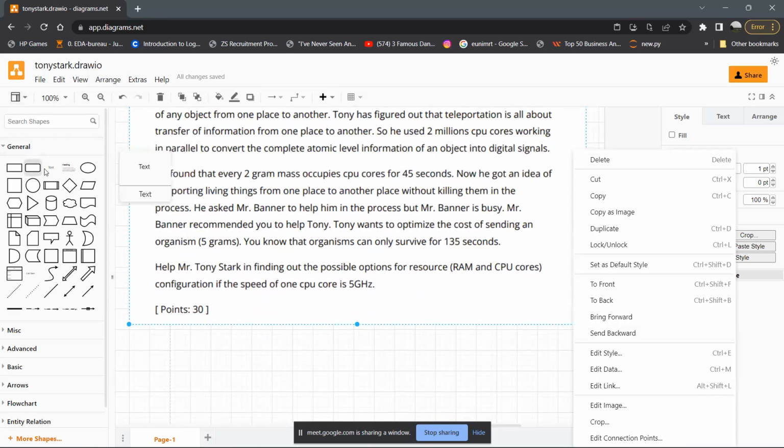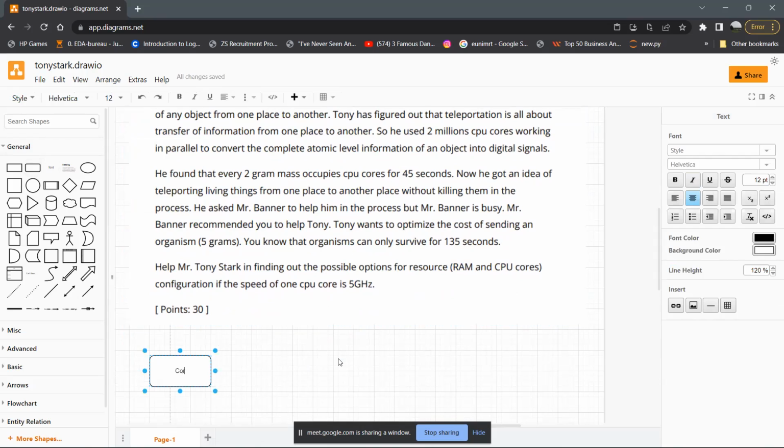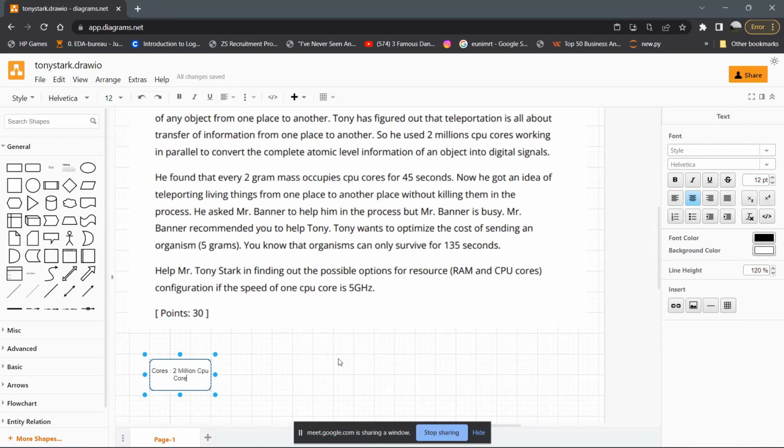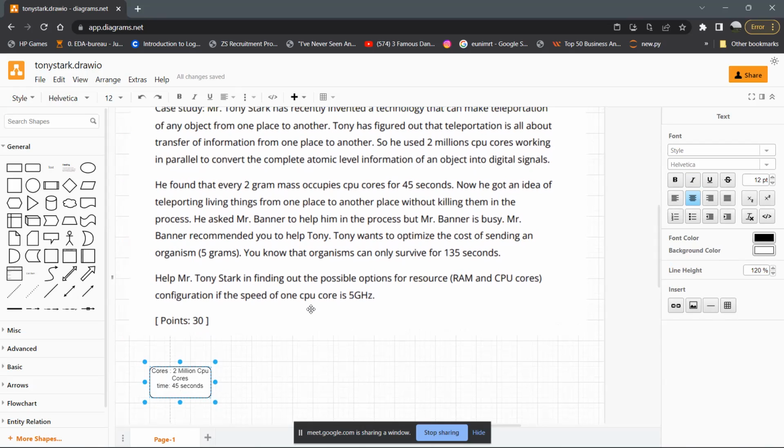So what is given in the question? The number of cores he used is 2 million CPU cores, and all these cores he is using in parallel. Now he found that every 2 grams of mass occupies the CPU cores for 45 seconds. Okay. So the time it's taking is 45 seconds for these 2 million CPU cores to transfer 2 grams.